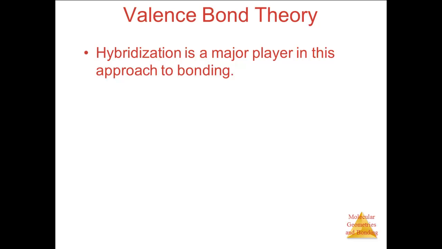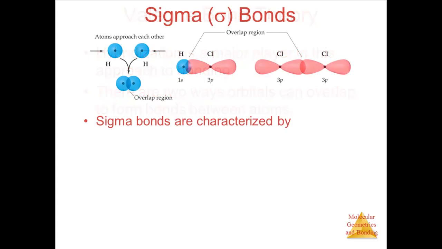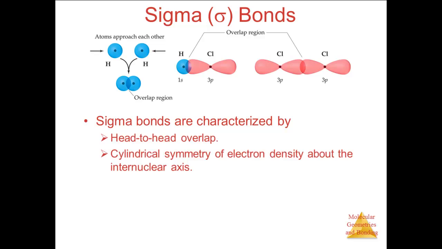It should come as no surprise that hybridization plays a very important role in valence bond theory. It turns out that there are basically 2 ways orbitals can overlap. This gives rise to 2 types of bonds. The first type of bond is the sigma bond. In sigma bonding, the orbitals are pointed towards each other. This head-to-head overlap is the most overlap that can occur and gives rise to the strongest bonds. The bond is cylindrically symmetric around the internuclear axis.